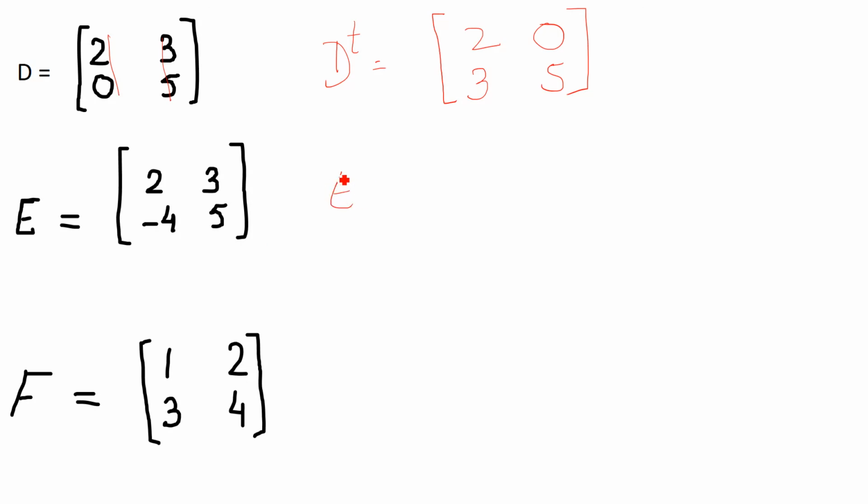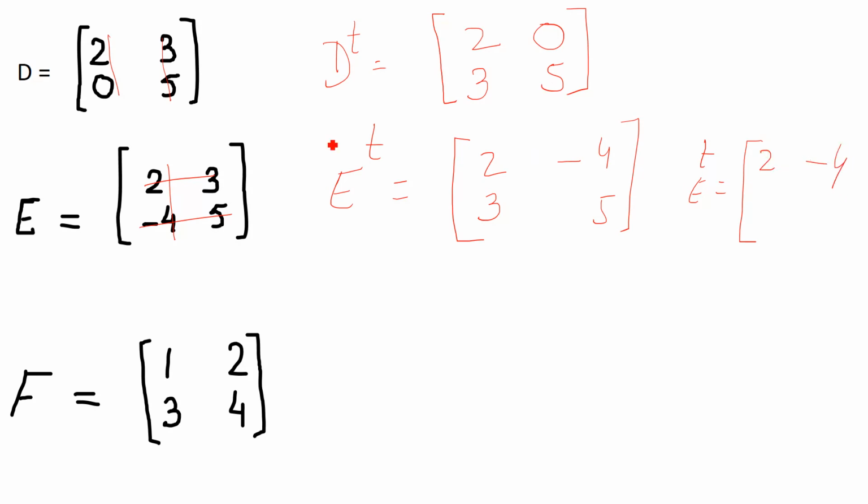So this is E transpose. Here suppose this is one row, make it a column: 2, 3, second: minus 4 or 5. I will show you if you want to see E transpose. This is one column, make it a row: 2, minus 4, and this is the second column, make it a row: 3, 5. See, both are the same. If you convert rows into columns or columns into rows, you will get the same thing.